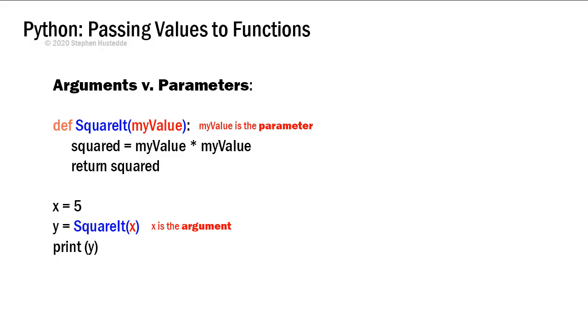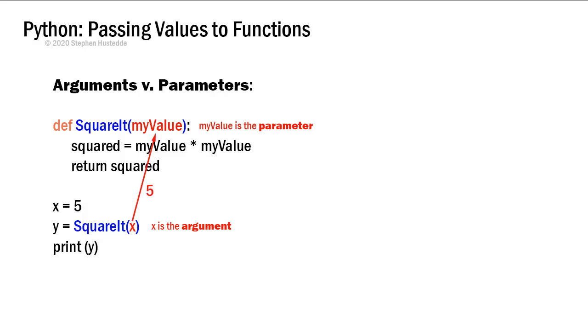Values are passed from the calling statement to the function using variables or values we refer to as arguments or parameters. So in this example, I have a function called squareIt, and it has a variable called myValue inside the parentheses, and that is known as a parameter. And then the code for that function is squared equals myValue times myValue and return squared. The code then that calls that, I have a variable called x equals 5, and then y equals squareIt, and in parentheses I have the value x, which would be 5. That value x, or it could be a literal number such as 5, would be known as the argument.